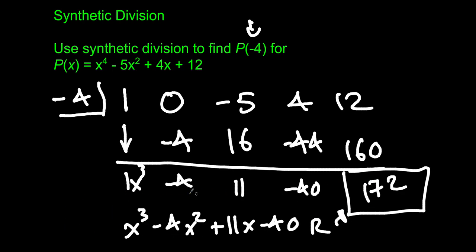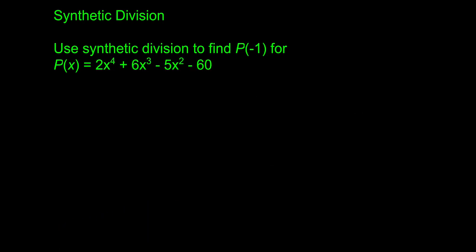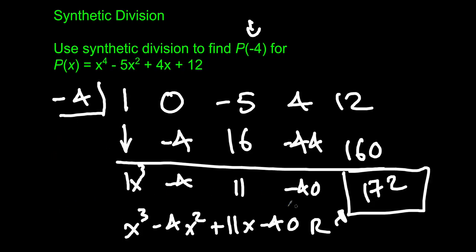So this extra information is really useful, especially when that remainder is 0. If the remainder is 0, it means that this is a factor, and so not only do I have one factor, I would have two factors. So that's how you do synthetic division.